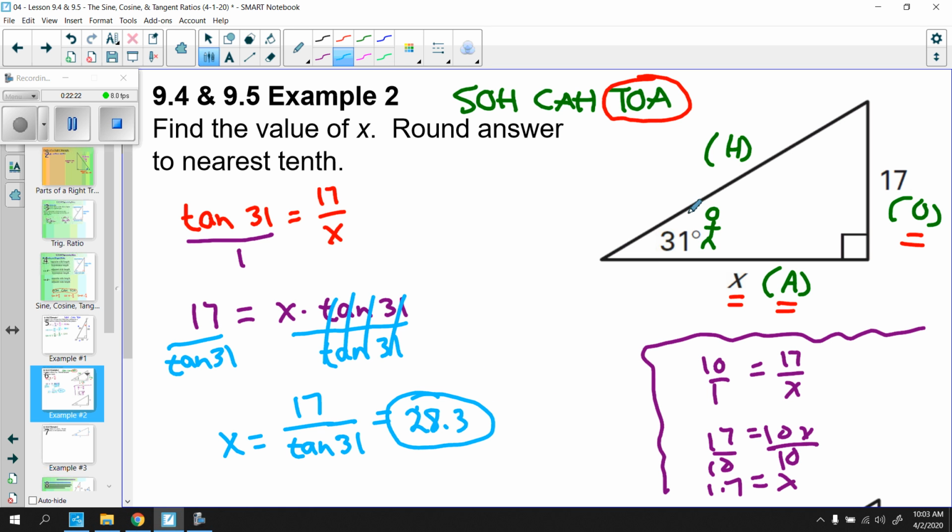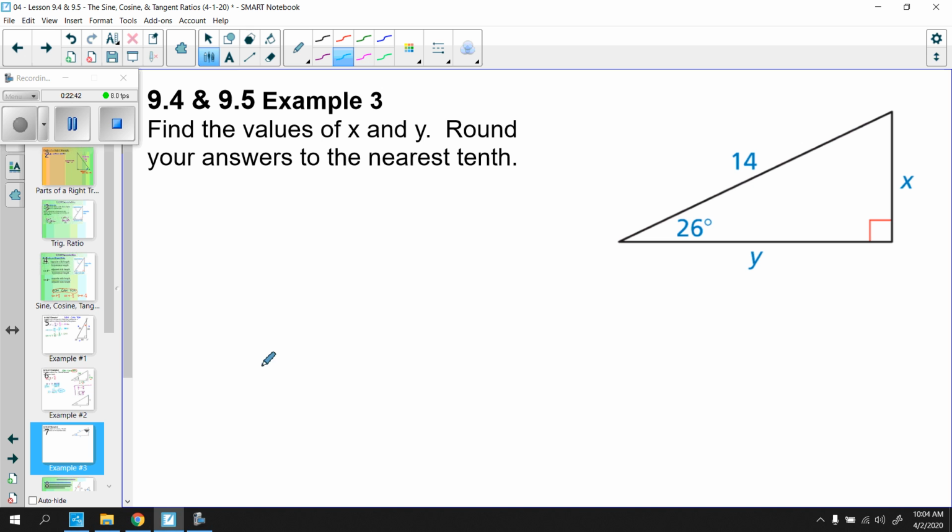Could we find the hypotenuse now? Sure, I could use opposite over hypotenuse if I want to use sine. I could use the Pythagorean theorem with this right now if I wanted to. But there we go, there's our first trig example of finding an unknown side length, using tangent in this case. Okay, let's look at one more for the day, for the lesson, and then we'll break and I'll have you try some.